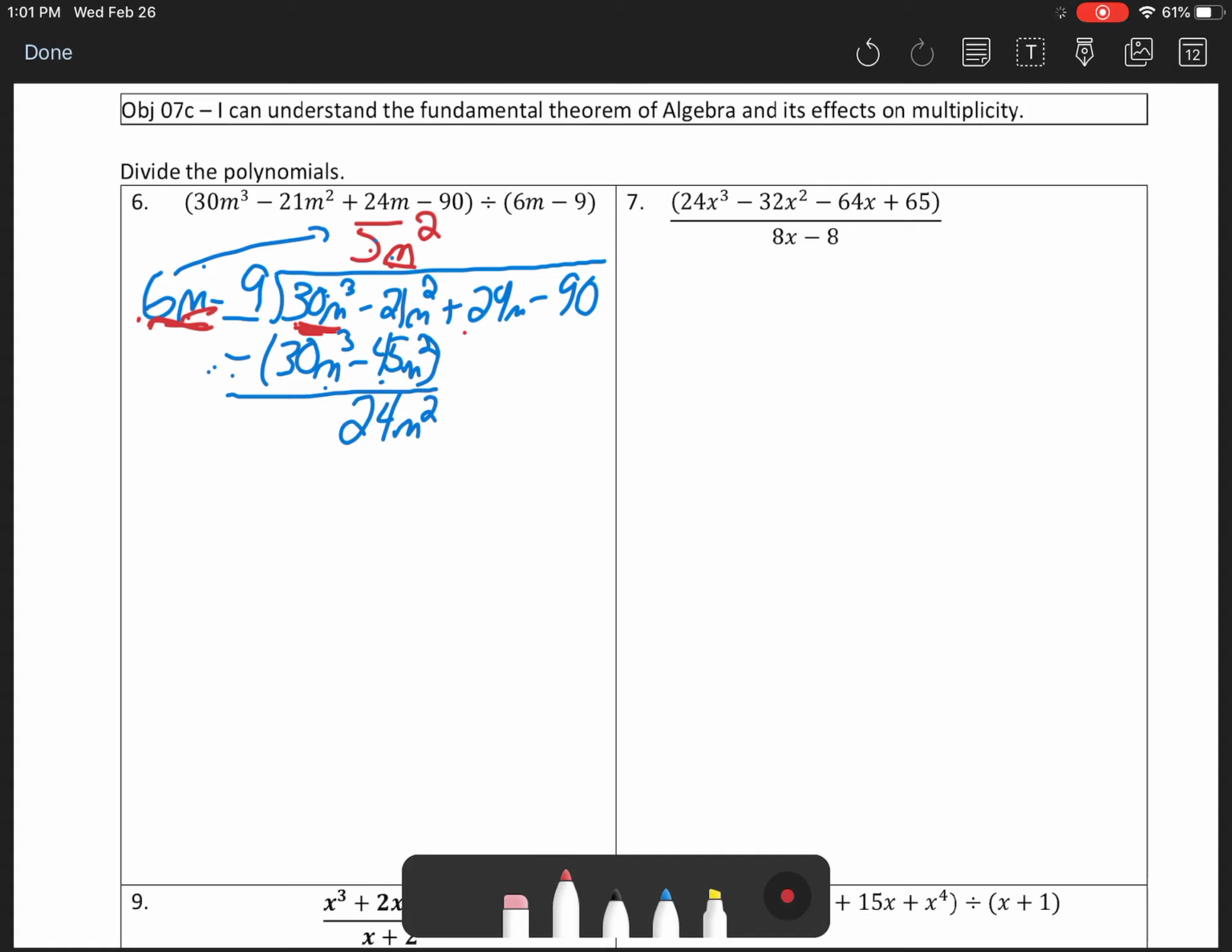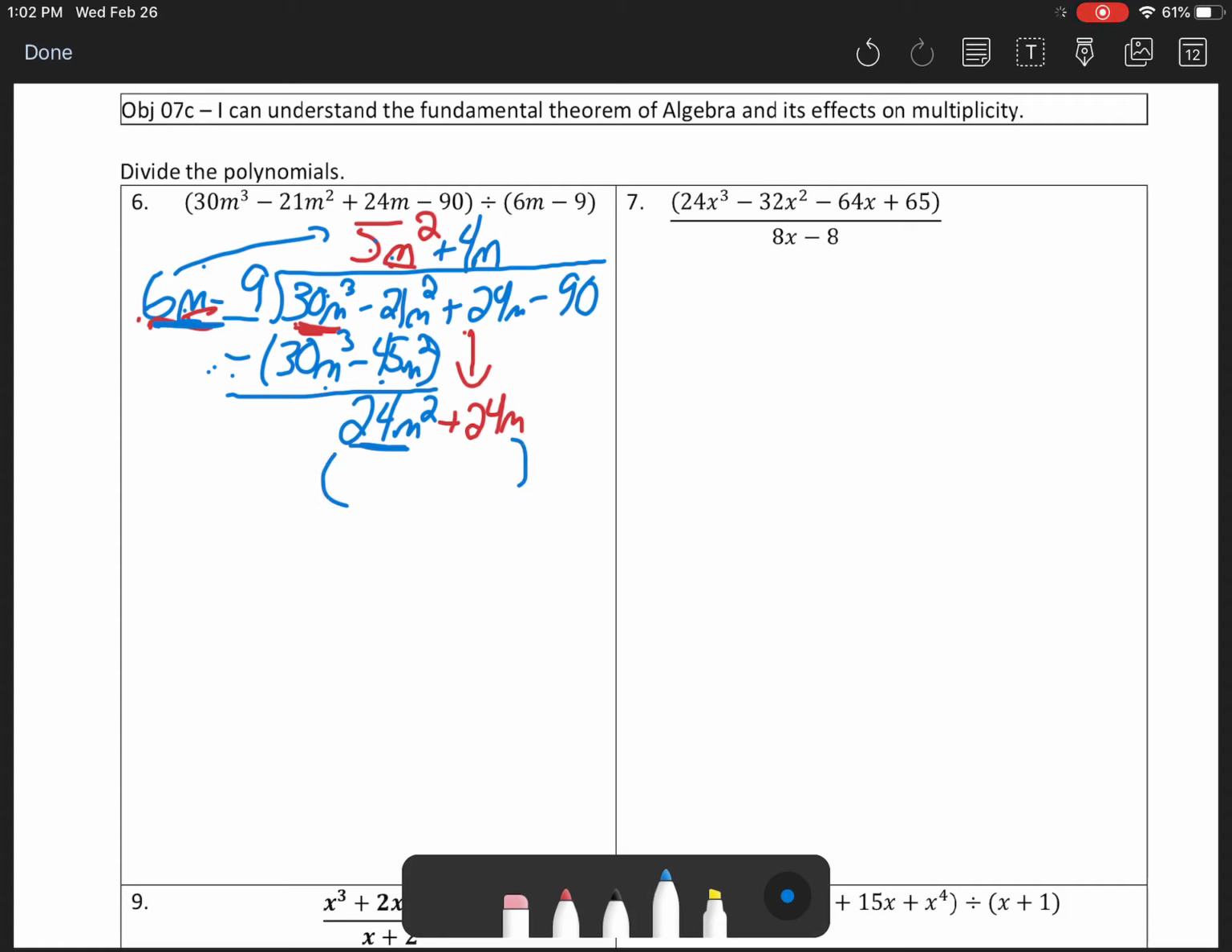Now, just like you did with regular division, you're going to bring the next place value over. So this is going to be plus 24m. Okay, and then I do the same thing. 6m goes into 24m. So 6 times 4, so this is going to be a positive 4, goes into 24, and m times what would give me m squared? Well, I need an m squared, so this is going to be 4m.